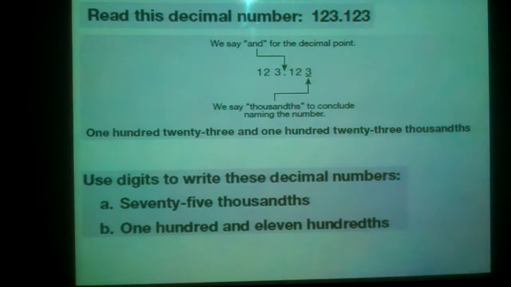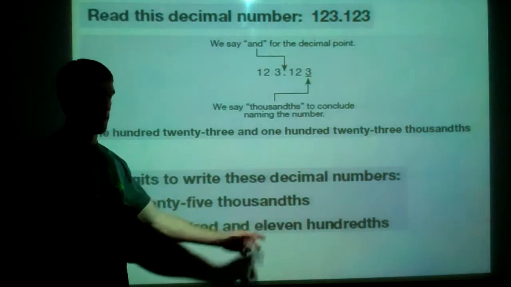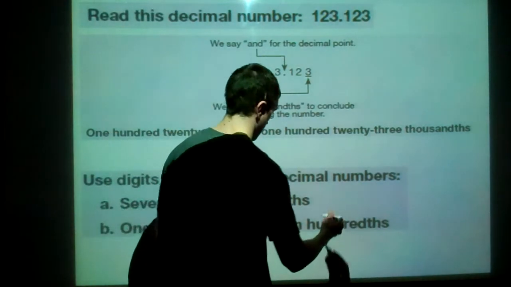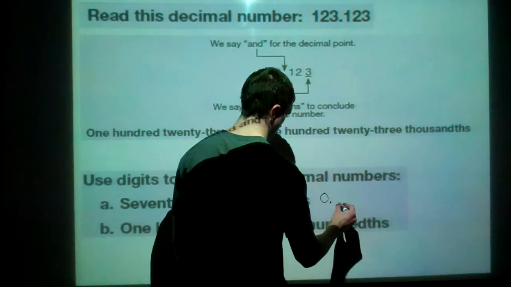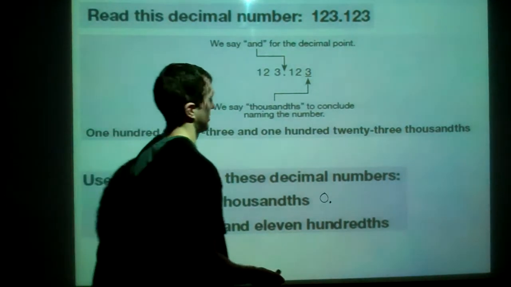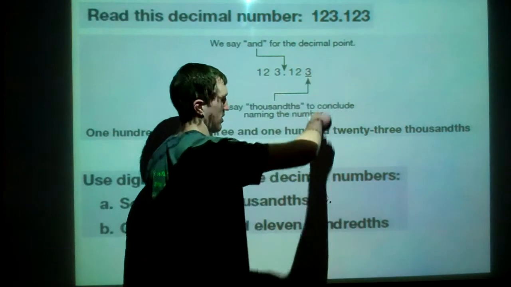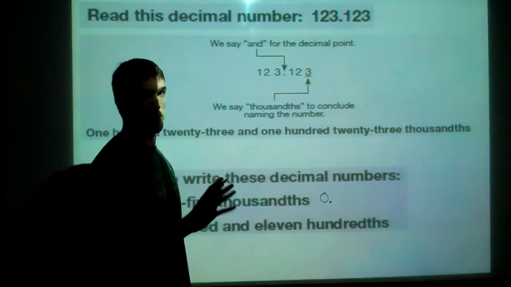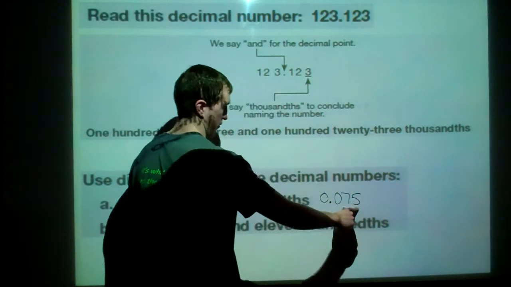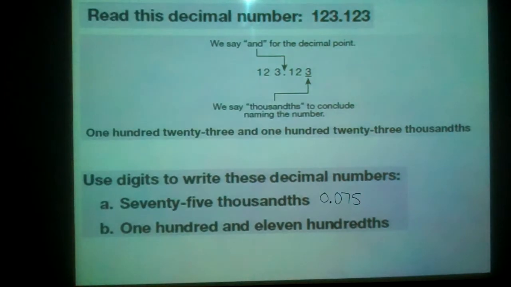So it says use digits to write these decimal numbers out. 75 thousandths. Okay? So it's not 75,000, it's 75 thousandths. With the THS there, that means we're going to be less than 1. Now, thousandths is in our third spot to the right, so we need that 5 to be in that last spot, which means this has to be a 0. So that 5 is allowed to be in that third spot. So 75 thousandths would be just like that.